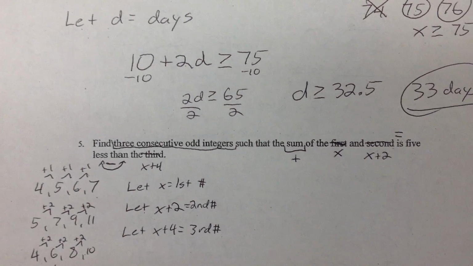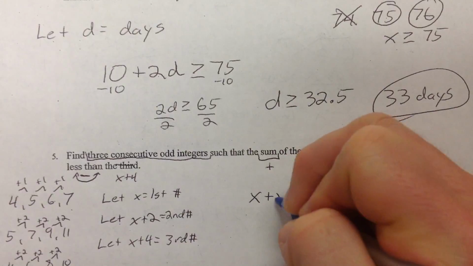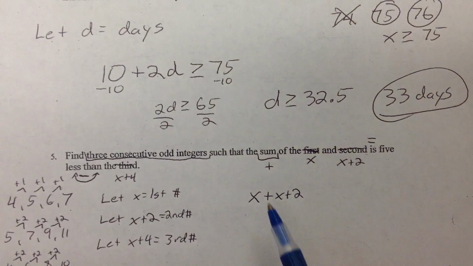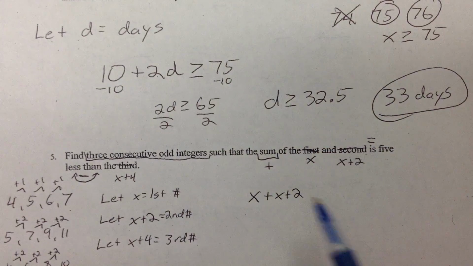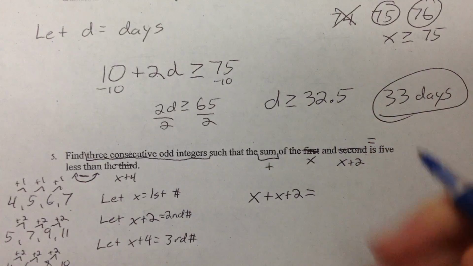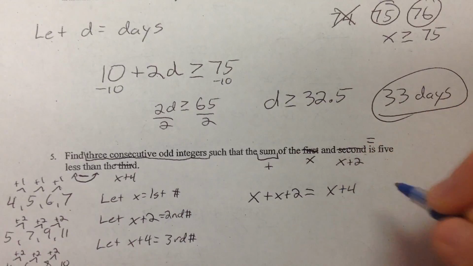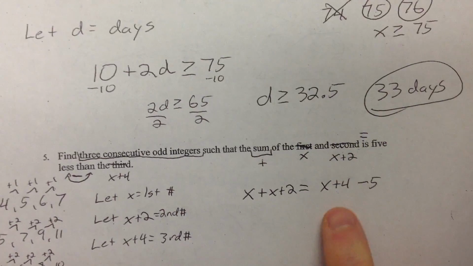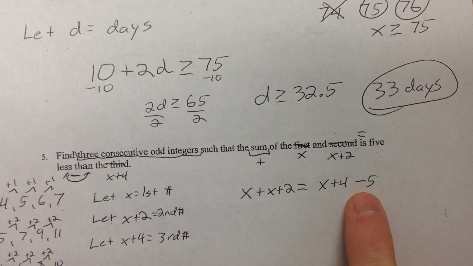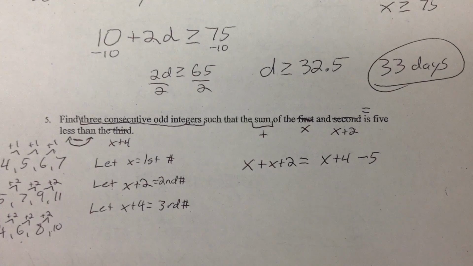So if we put this all together, it's going to be x plus 2, that's the sum of the first and the second, is 5 less than the third. So it's not going to be 5 minus, it's going to be x plus 4 minus 5. There's the third, and we're lessening it by 5. Okay, so now we have an equation here.